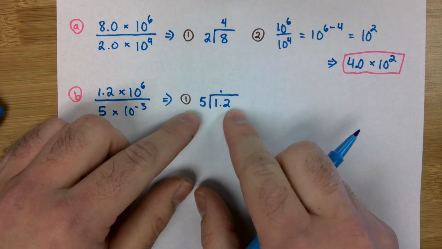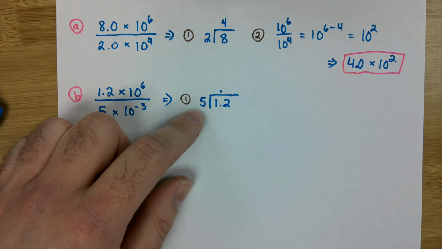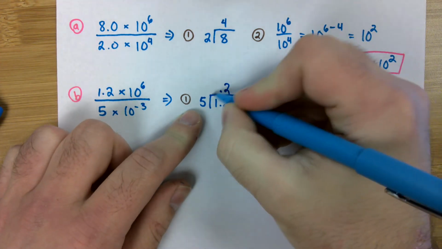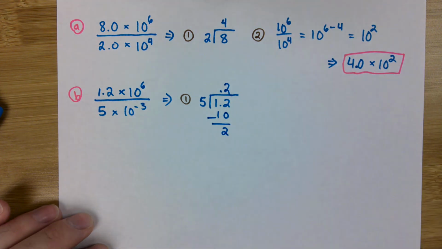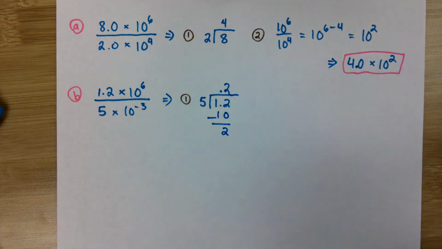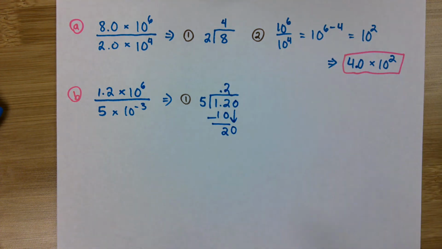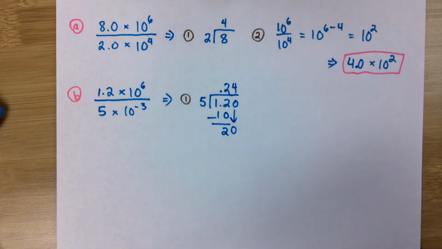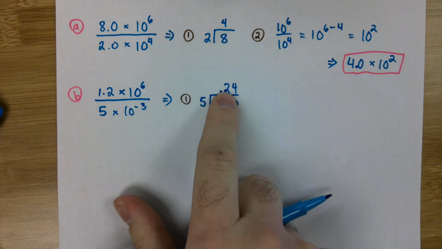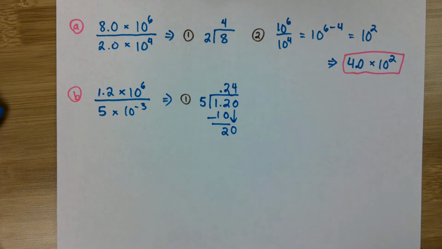But instead of 1.2, let's treat it like 12. Okay, 5 goes into 12 how many times? 2 times. 2 times 5 is 10. Subtract that and we get 2. 5 can't go into 2, so we need to bring a 0 down. And 5 can go into 20 how many times? 4, right? So our new leading number that we have is 0.24. Okay, we'll come back to that.